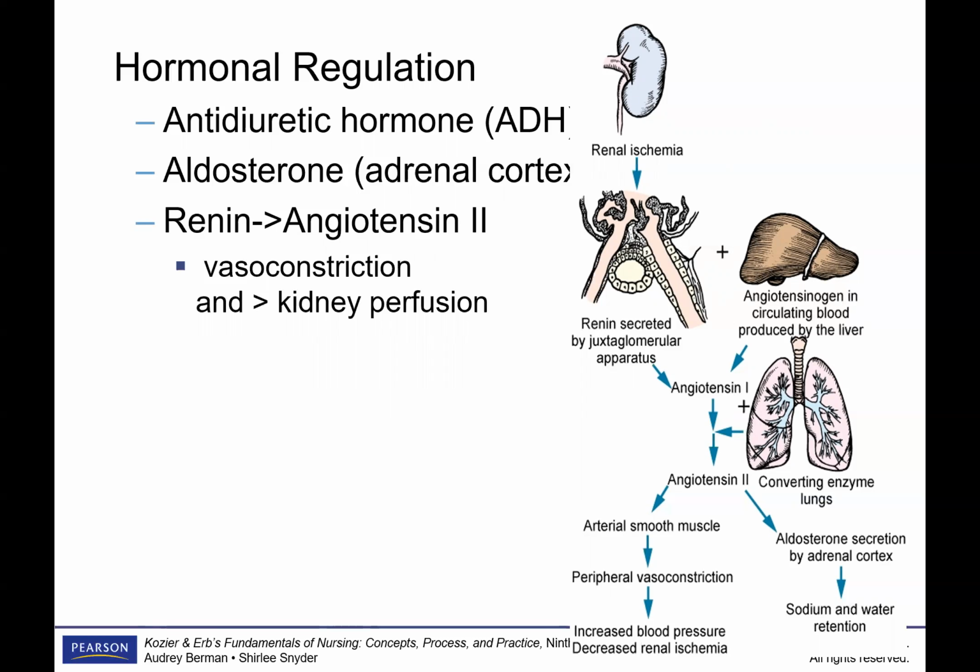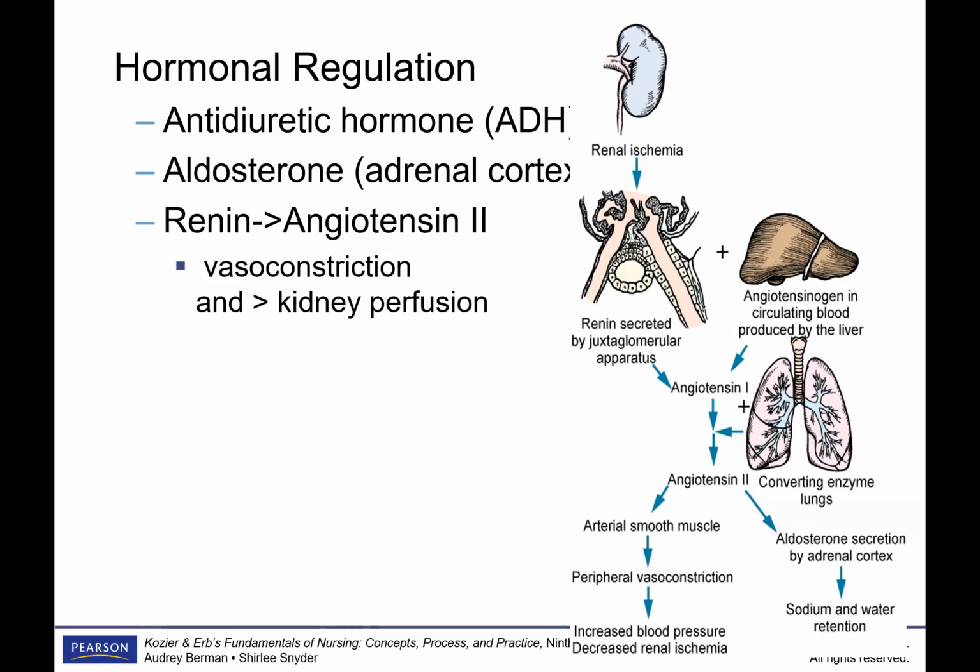Angiotensin 2 goes to the arterial smooth muscle, causes peripheral vasoconstriction, therefore increasing blood pressure, decreasing renal ischemia. Angiotensin 2 also causes aldosterone secretion by the adrenal cortex, which specifically causes sodium and water retention, which is going to increase blood pressure.